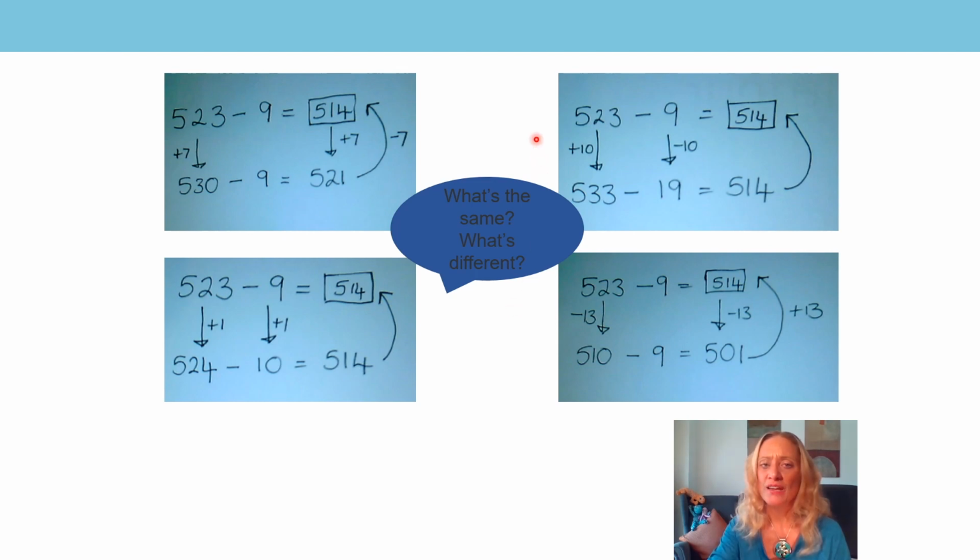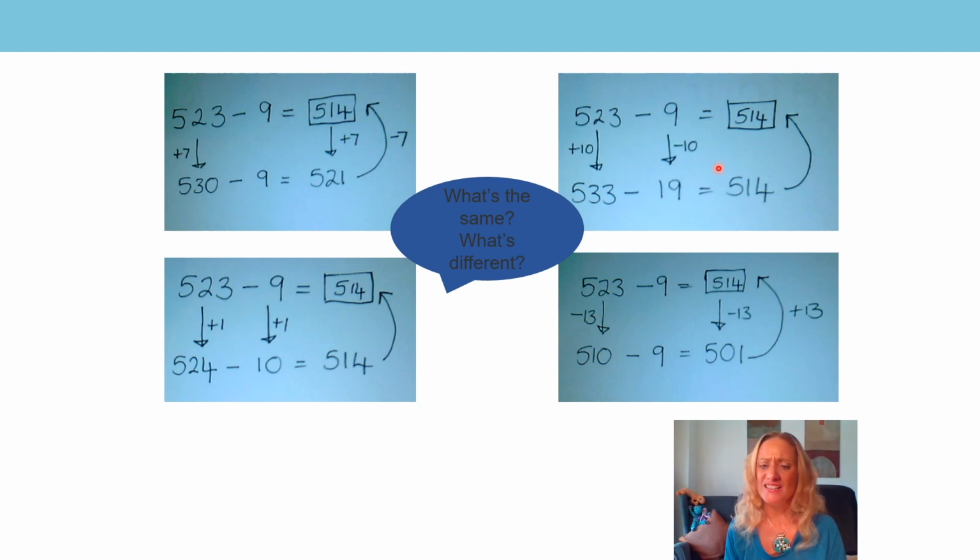Let's look at this one. If we increase both the minuend and the subtrahend by 10, oh, what's gone on here then? Is this one correct? No, well spotted. They've increased the minuend by 10, and it says here they've decreased the minuend by 10. Is that what they've actually done? No, they did increase it by 10. They should have put plus 10 here, shouldn't they? Well spotted.